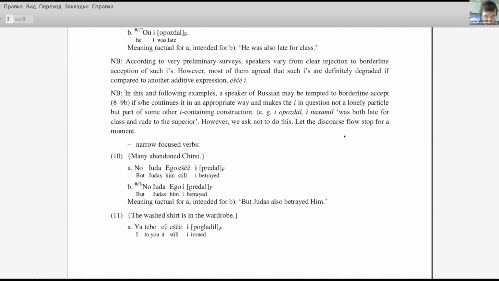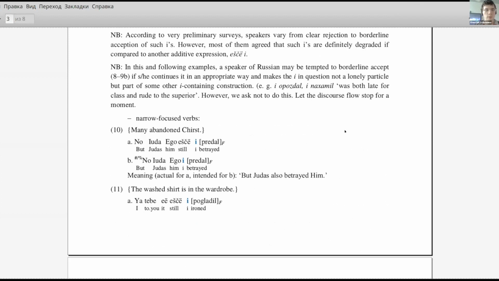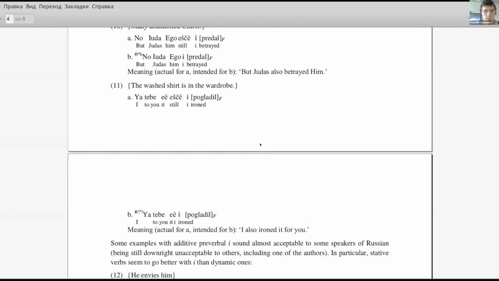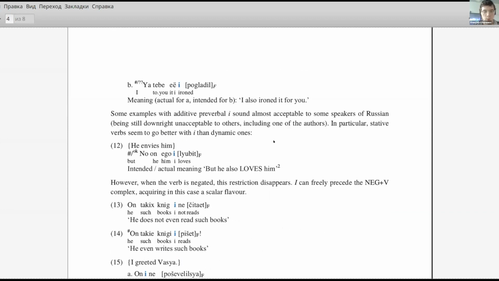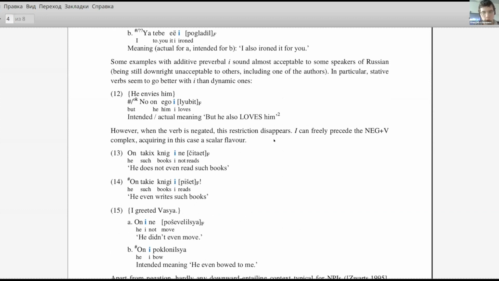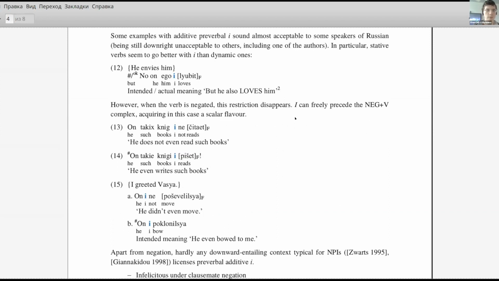Also, preverbal E isn't felicitous with a narrow focused verb, examples 10 and 11. Sometimes similar sentences sound almost acceptable to some speakers of Russian, while being bad for others. In particular, stative verbs seem to sound better with E than dynamic ones. However, when the verb is negated, the mentioned restrictions disappear. E can freely precede the complex of verb and negative particle, and it acquires a scalar flavor in this case. See examples 13 to 15.